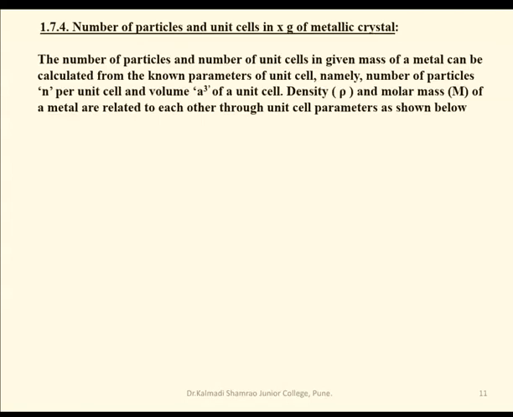In this slide, we shall be studying the number of particles and unit cells in x gram of metallic crystal. The number of particles and number of unit cells in a given mass of a metal can be calculated from the unit cell parameters, namely number of particles, that is n per unit cell, and volume a cube of a unit cell. Density rho and molar mass capital M of a metal are related to each other through unit cell parameters as shown below.